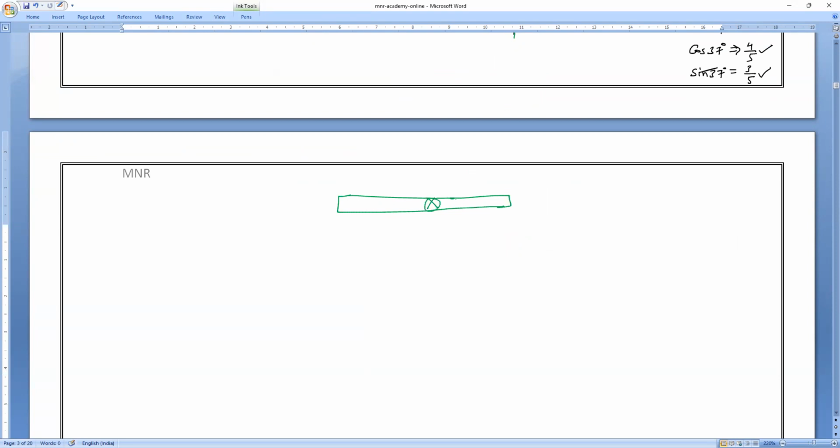This is my rod. The force is exerting two different components. One is the X component, and the other one is the Y component. This is the force and this is the other force.